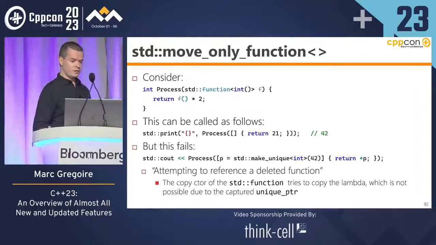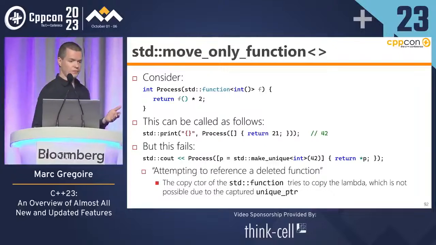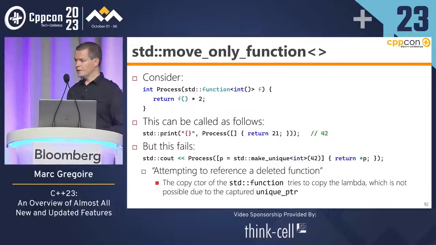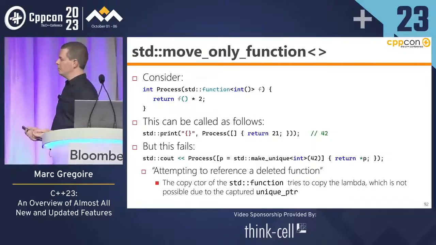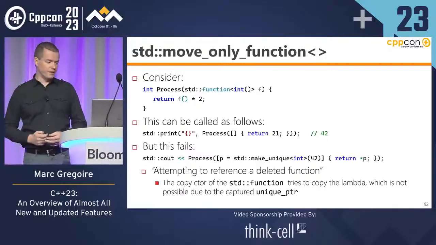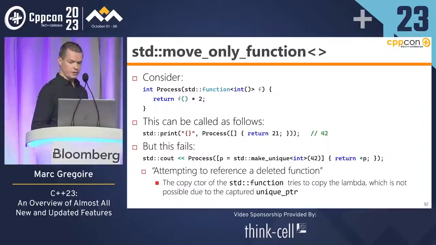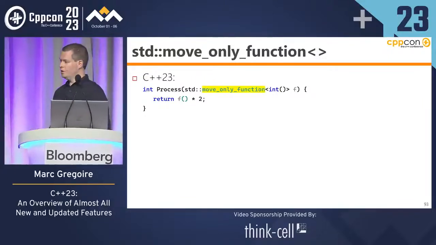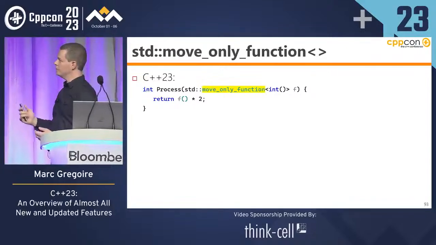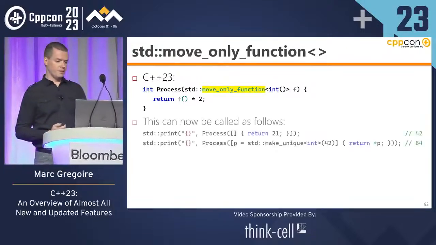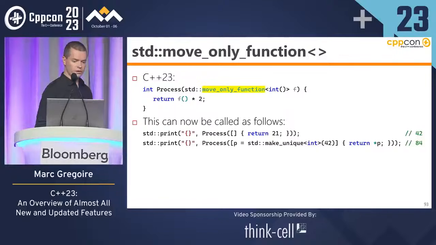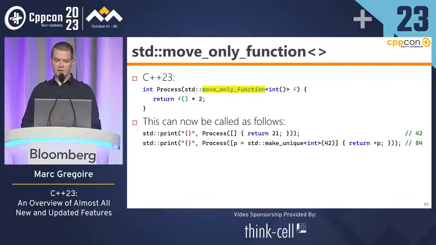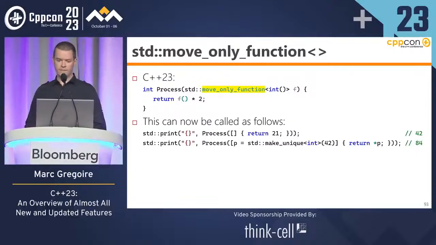Why? Because to pass this to my process function, std::function will try to make a copy of my lambda expression. And since my lambda expression will have a unique pointer inside it, you cannot make a copy. So it will complain that it is attempting to reference a deleted function. In C++23, there is this move_only_function. So if I change my parameter type of the process function to std::move_only_function, then both of the examples from the last slide will work. The first one obviously still trivially works. But now the second one as well, because of the move_only_function.